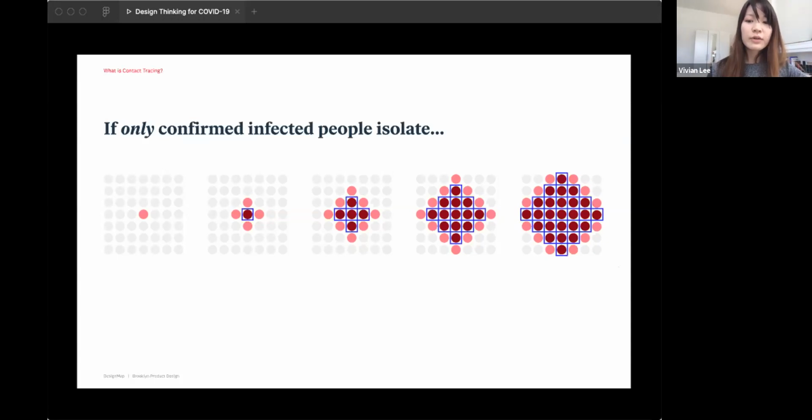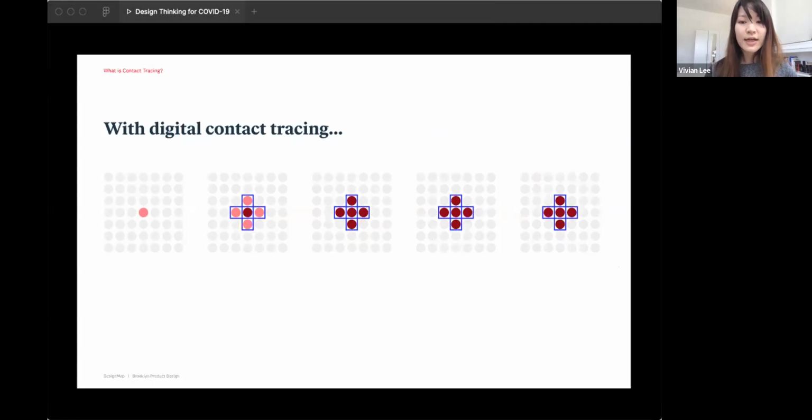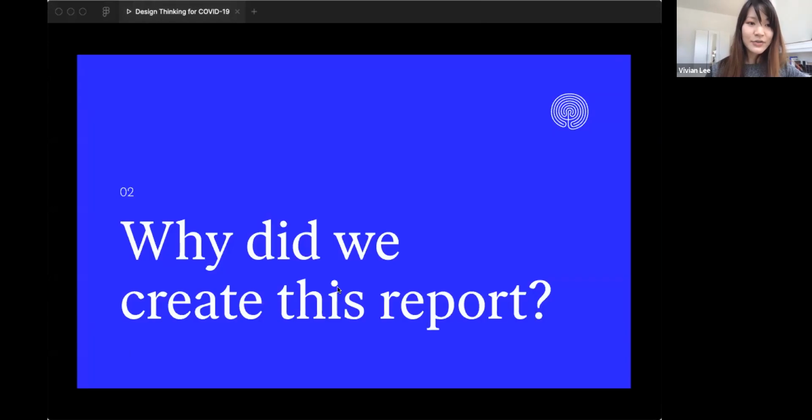If only confirmed infected people isolate, we're still one step behind the virus, since infected people are contagious before showing any symptoms. With digital contact tracing, when someone finds out that they're infected, they and their proximity contacts immediately self-isolate without any manual tracing lag. So those are the basics of digital contact tracing, and that brings us into why we created this report.